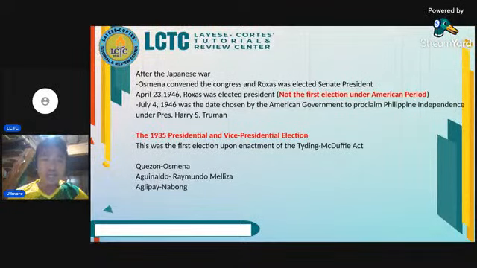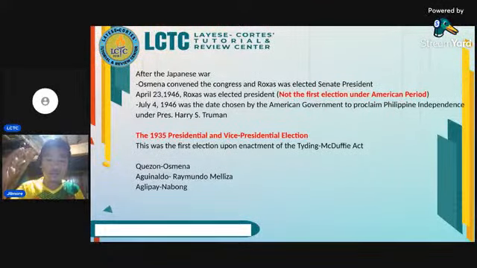The first presidential and vice presidential election was in 1935. Okay? This was the first election upon the enactment of the Tydings-McDuffie Act. Diba? A while ago, I said that the Hare-Hawes-Cutting Law was almost identical to Tydings-McDuffie. But Quezon wanted to become the president. So he went back to the US and asked President Roosevelt to enact a new law. And the product of Quezon's mission was the Tydings-McDuffie Act.